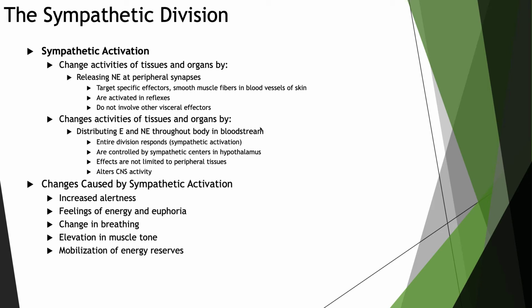The sympathetic division can change the activities of tissues and organs by releasing NE at peripheral synapses and by distributing E and NE throughout the body in the bloodstream. The visceral motor fibers that target specific effectors, such as smooth muscle fibers in the blood vessels of the skin, can be activated in reflexes that do not involve other visceral effectors. In a crisis, however, the entire division responds.